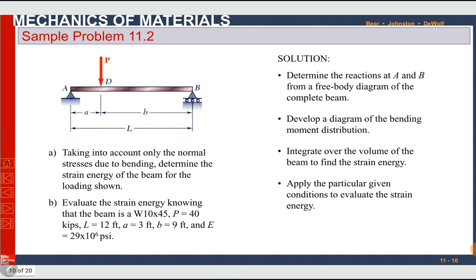Next, we have an example problem, which is sample problem number 11.2. Okay, the problem states, taking into account only the normal stresses due to bending, determine the strain energy of the beam for the loading shown. Given is a simply supported beam under load P at a distance A from the left end and distance B from the right end. Total length of the beam is L. Determine the strain energy of the beam for the loading. Strain energy means capital U.